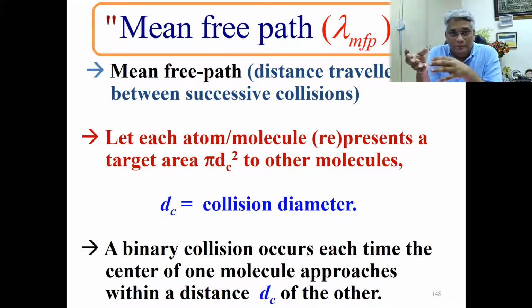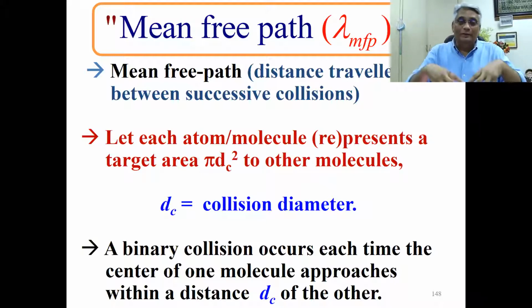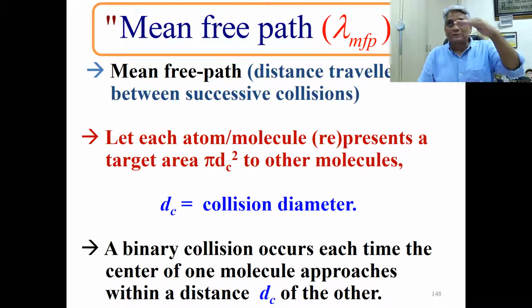But if I want to make a compound like titanium nitride, I need to have nitrogen gas inside. Or if I want to make titanium oxide, I can start with metallic titanium and have a partial pressure of oxygen inside, right? We talked about partial pressures the other day, which means the emanated species also encounter the gas molecules present around them. There's a reaction happening, and there are also collisions happening between these gas molecules. That's what I mean by saying that each atom or molecule represents a target area of pi dc squared to other molecules. So we talk about a binary collision each time the center of one molecule approaches within a distance dc of the other.